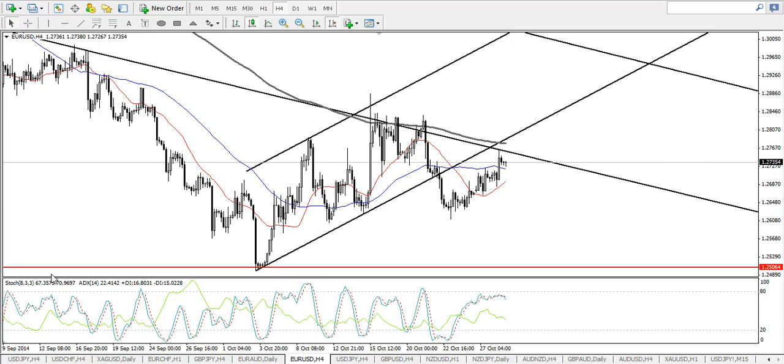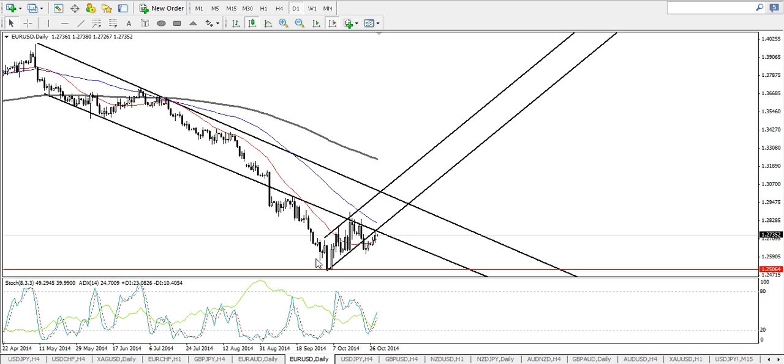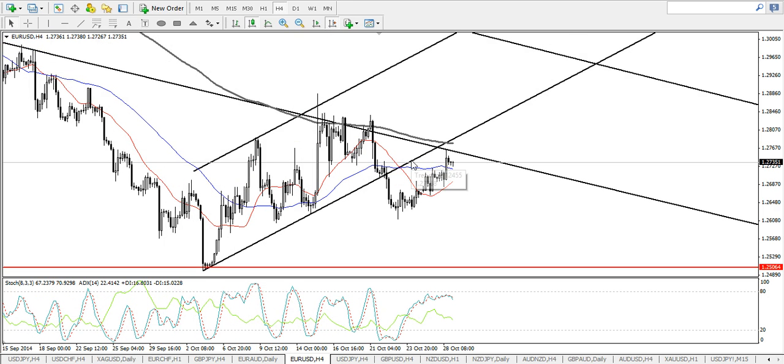So let us start off with the euro against the US dollar. This is the daily chart for the euro against the US dollar. There was a previous falling trend channel, and we can see the price has already broken below and reached the low of 1.2500.